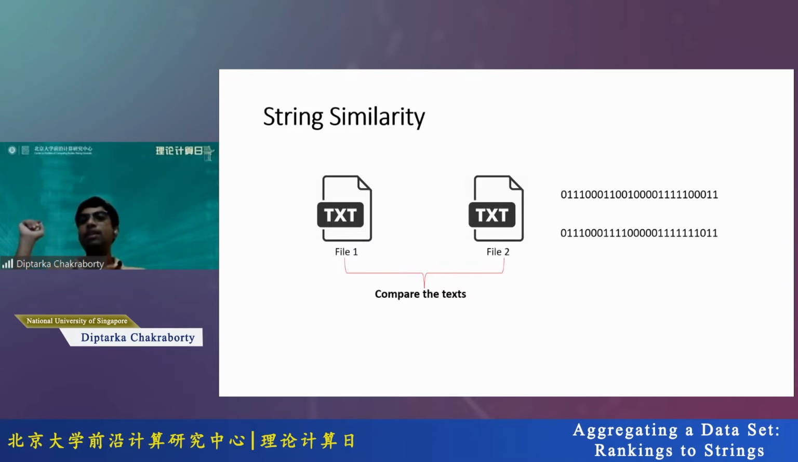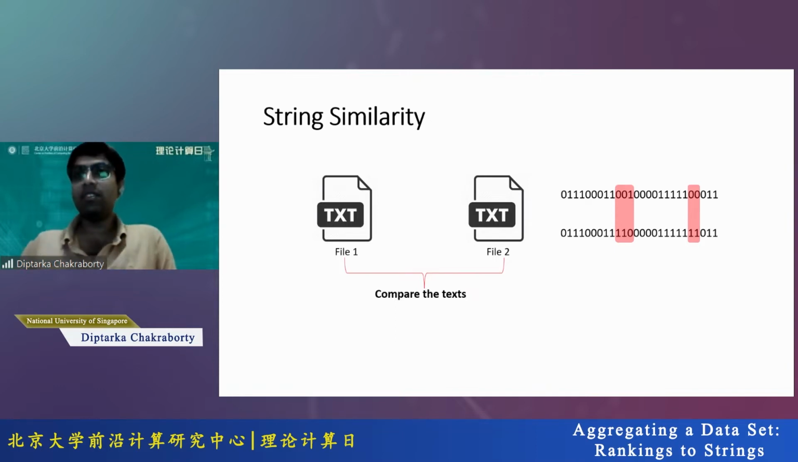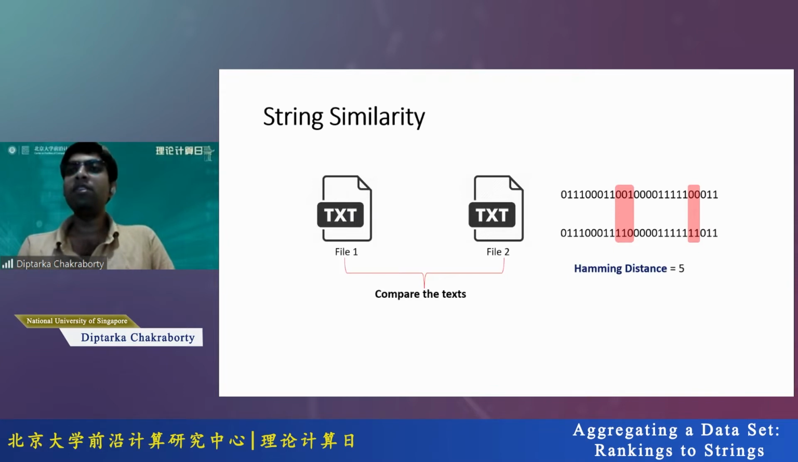Now, what is Hamming distance? Hamming distance is essentially the coordinate-wise dissimilarity. So basically, how many coordinates the values are different. For example, here you can see that I marked in red that this substring 001 is replaced with 110, and there is a substring 00, which is replaced with 11. So that's why the Hamming distance is 5 here.